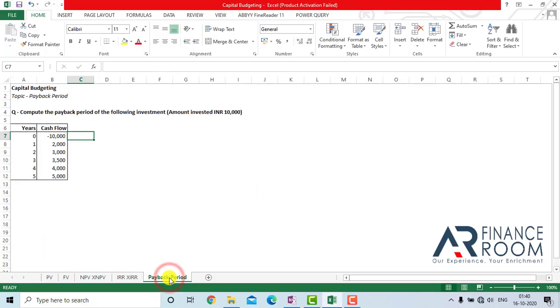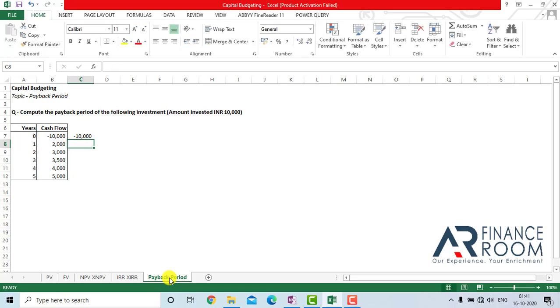Moving on to another technique, payback period. Now what is a payback period? Payback period is the time when you recover your invested amount. So for example, compute the payback period of the following investment. The amount invested is 10,000 rupees. So this says in year 0, if you invest 10,000 and if you have these cash flows, then in what year, in what time frame will you recover your money back? So how do we do that?